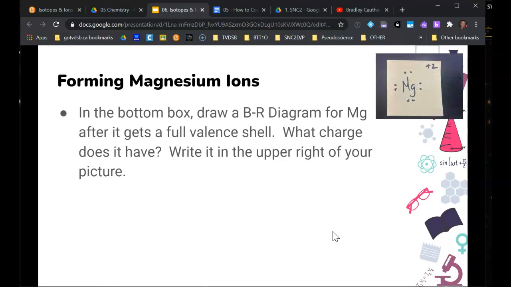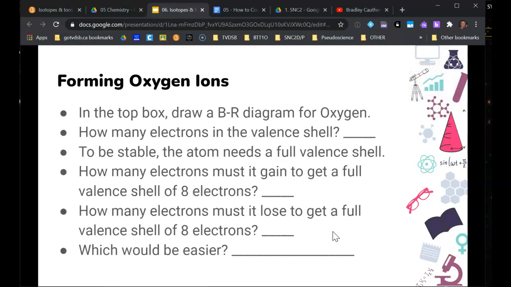All right. So in that bottom box, we're not going to draw the Bohr-Rutherford diagram. We're going to just draw the Lewis dot diagram. But in the top right corner, we're going to actually put a plus 2 to represent the fact that it has a charge of plus 2 now. All right, let's try this now with oxygen.